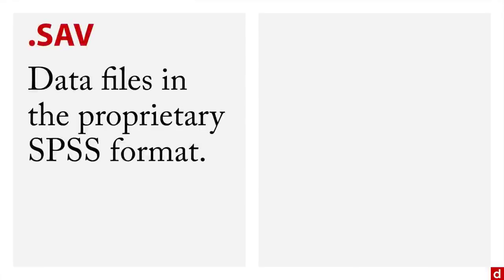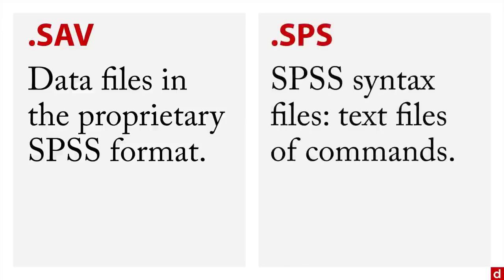But when you do, you'll see a bunch of files there. Now there are a few kinds in particular that are important. There are the .sav files. These are data files in the proprietary SPSS format. They can only be opened in SPSS, usually. And there are also .sps files, and these are SPSS syntax files. They're text files with the commands that can run a number of analyses and graphs and other functions in SPSS.